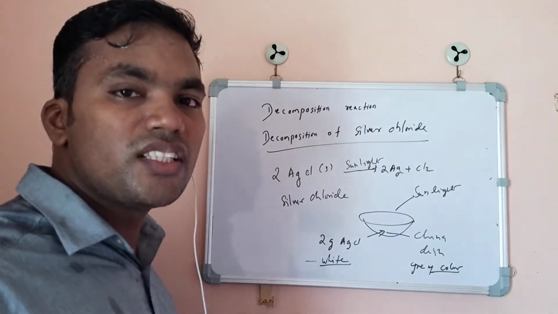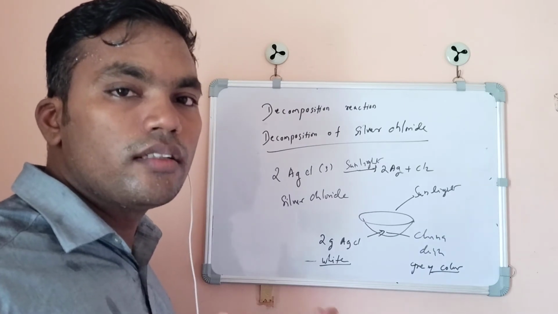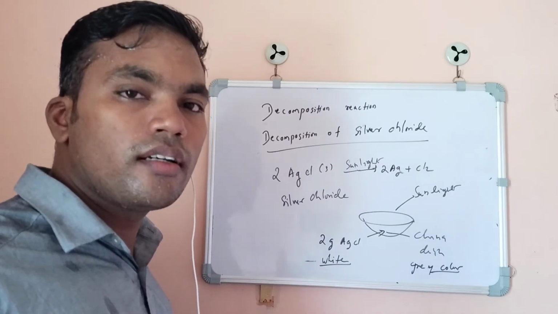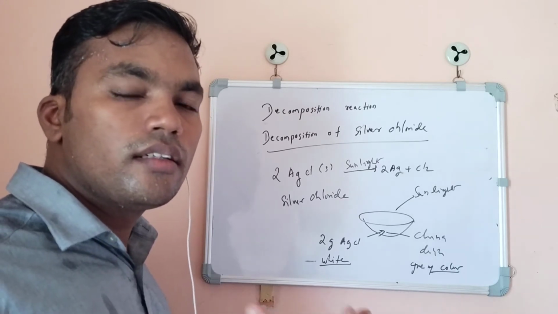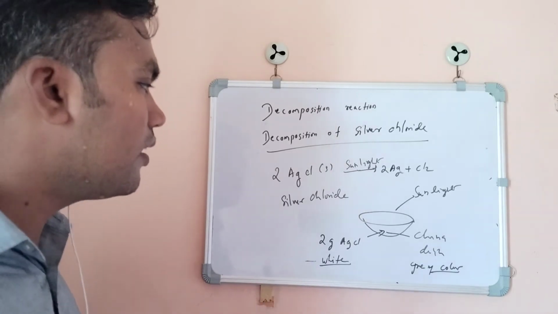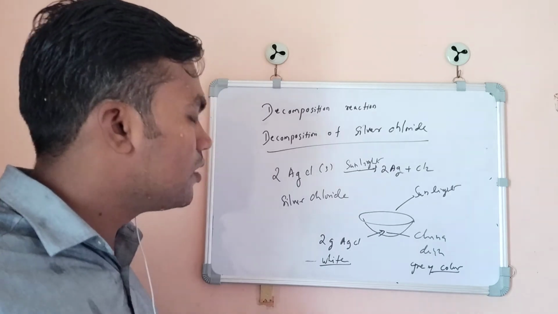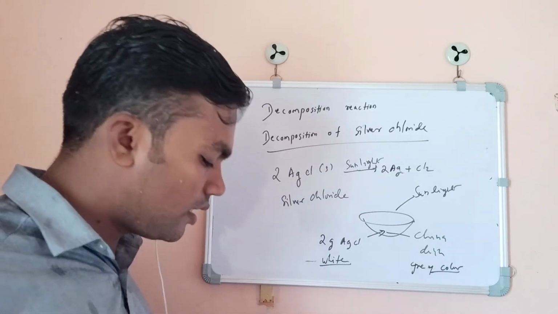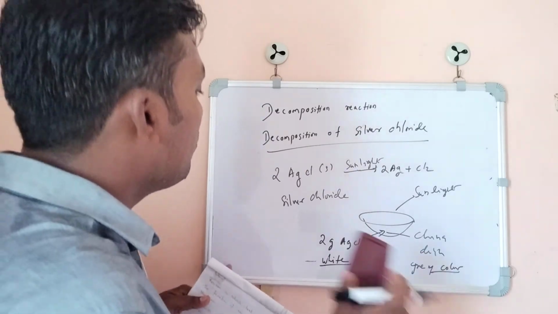After 10 minutes you can see the changes that happen in the silver chloride. The initial color of the silver chloride changes to silver. That means after the decomposition you can see the gray color. This is due to the decomposition of silver chloride into silver and chlorine. This is another example of the decomposition reaction. Let us see some more examples.